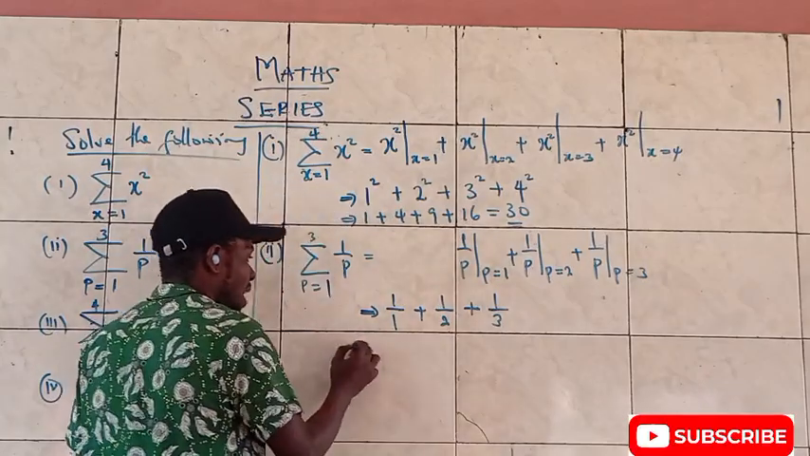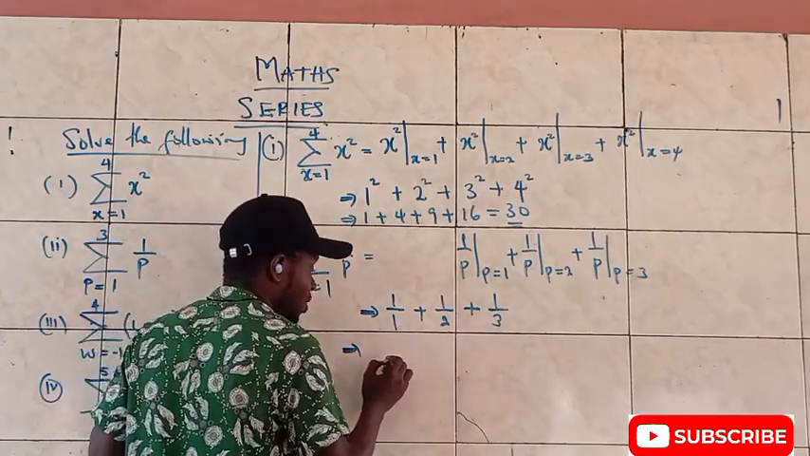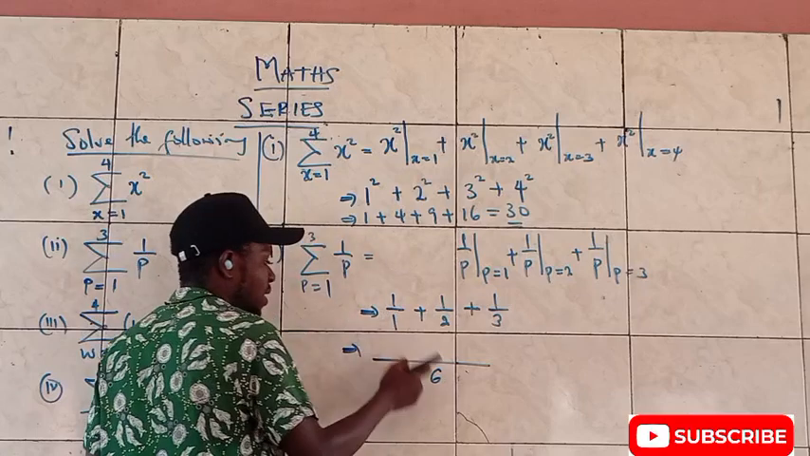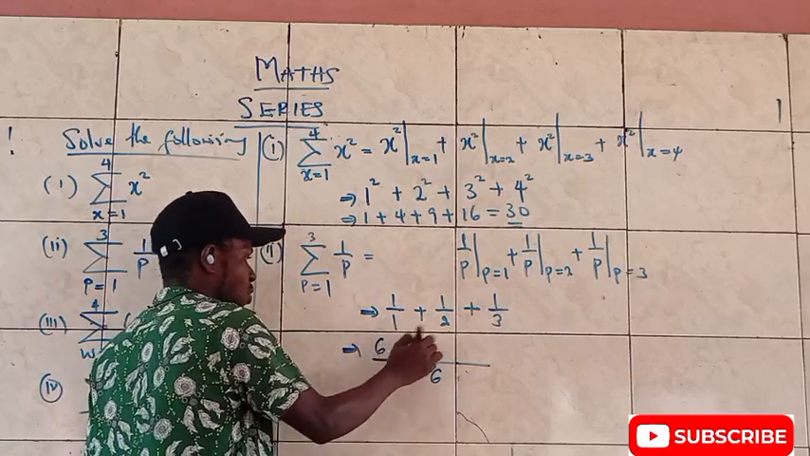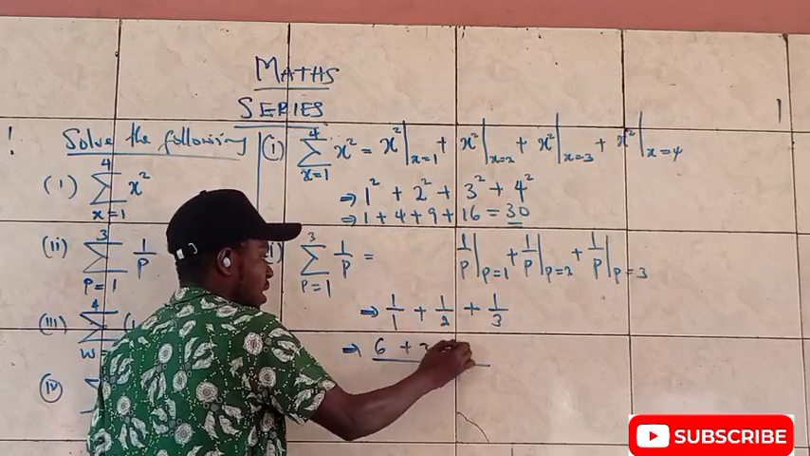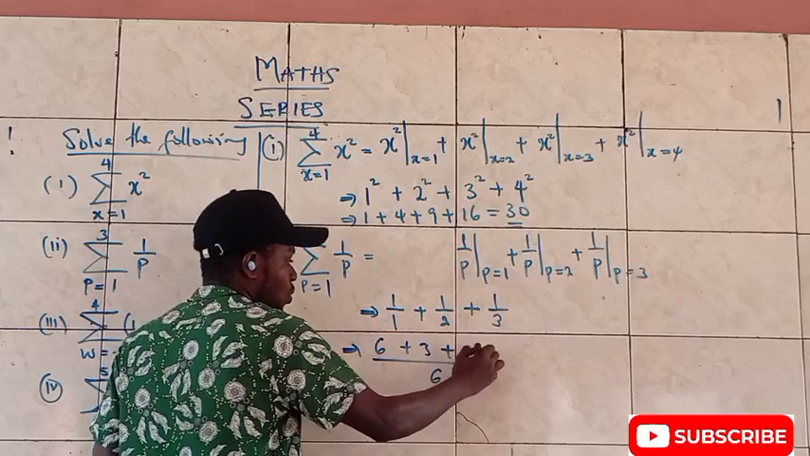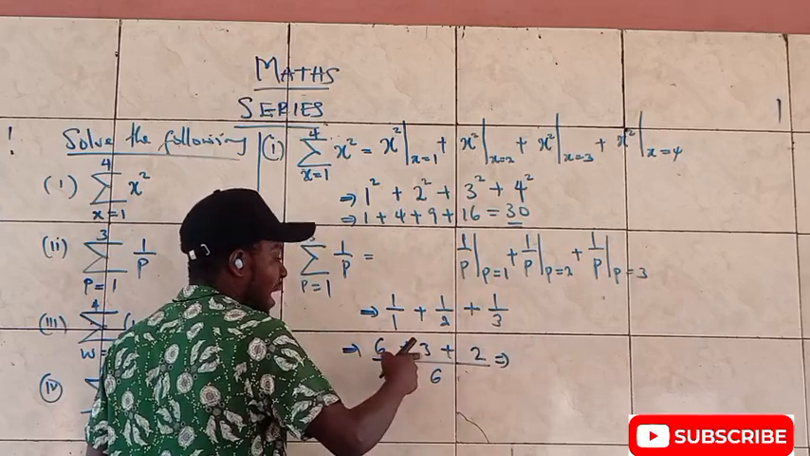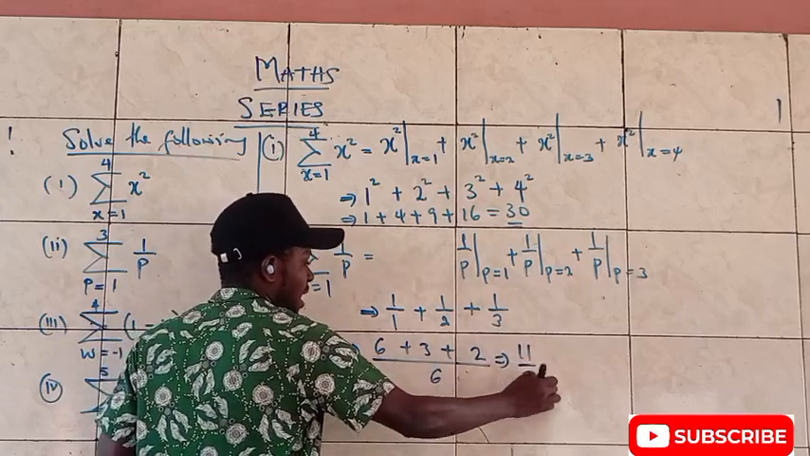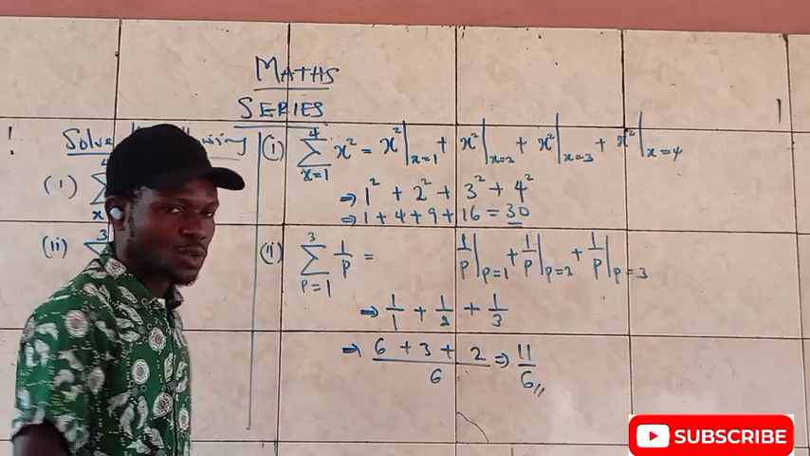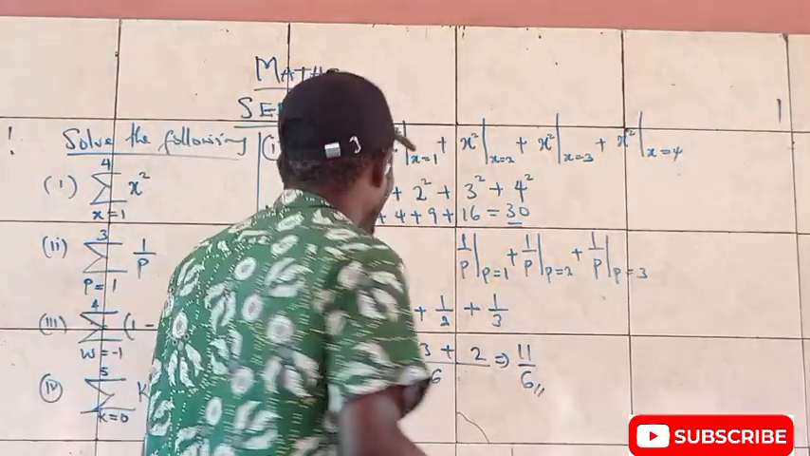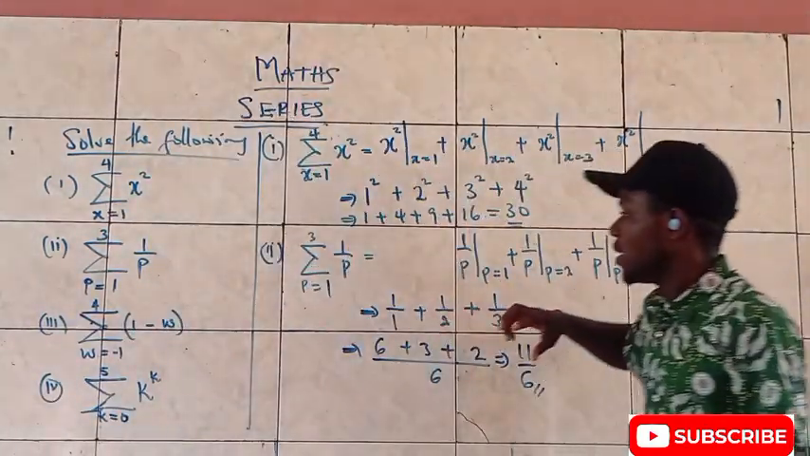Sorry for that. So I have the LCM of 1, 2, and 3, which is simply 6. 6 divided by 1 is 6, 6 times 1 is 6. 6 divided by 2 is 3, 3 times 1 is 3. Then 6 divided by 3 is 2, times 1 is 2. Simply add them up and have 11 over 6 as my answer. And that is done without stress. I know that is clear enough.